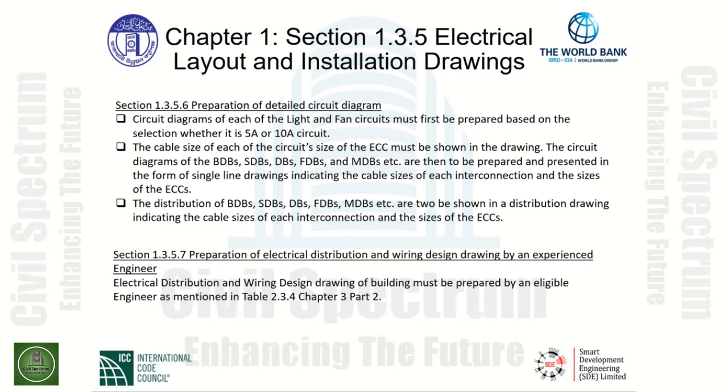Preparation of detailed circuit diagrams is given as a requirement in section 1.3.5.6. Circuit diagrams of each of the light and fan circuits must first be prepared based on the selection of whether it is a 5 ampere or 10 ampere circuit. This is the maximum rating of light and fan circuits. The cable size of each circuit and the size of the ECC must be shown in the drawing as well.